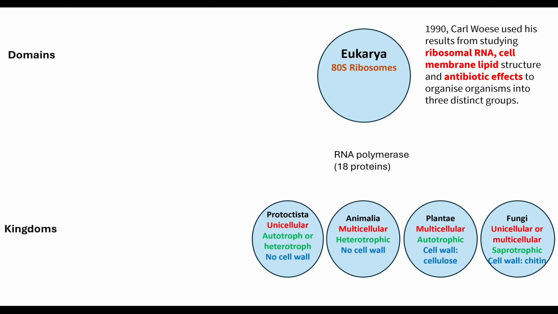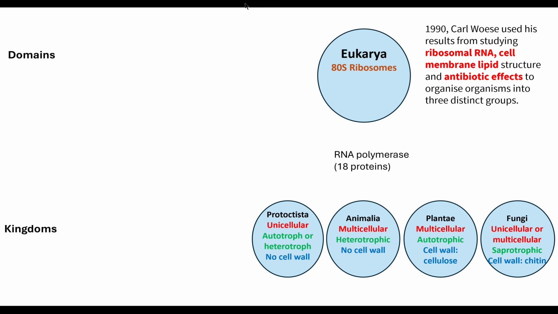The other thing we can look at is the RNA polymerase. So remember, for transcription to occur, RNA polymerase is needed. Well, in RNA polymerase, we have the 18 proteins involved. So this is important for us to note that RNA polymerase has those 18 proteins.